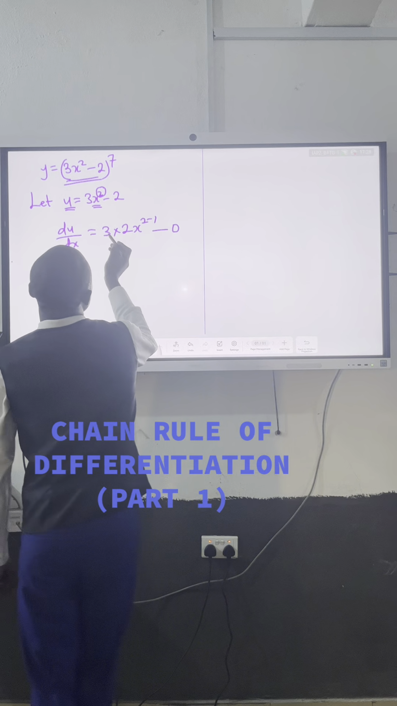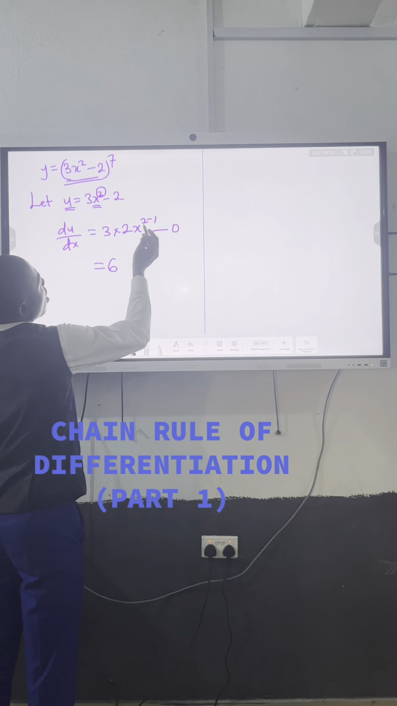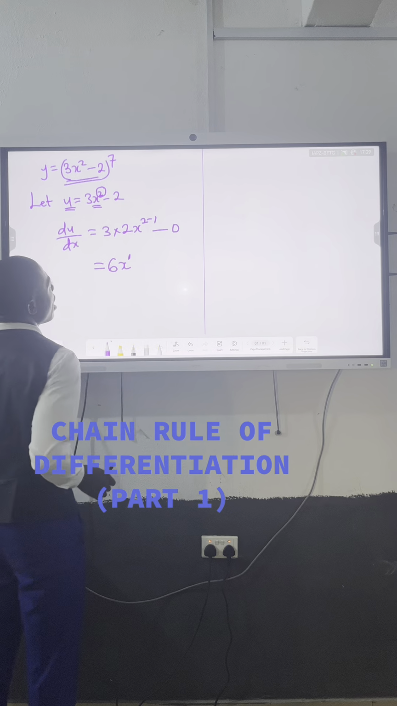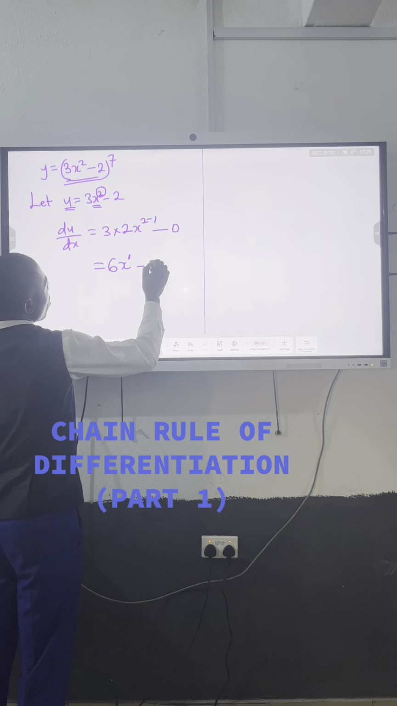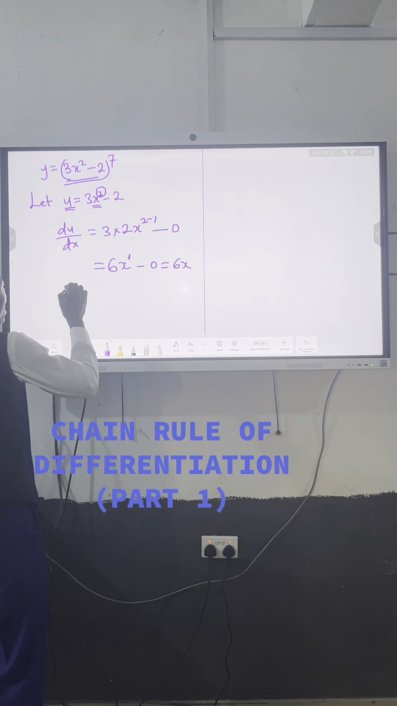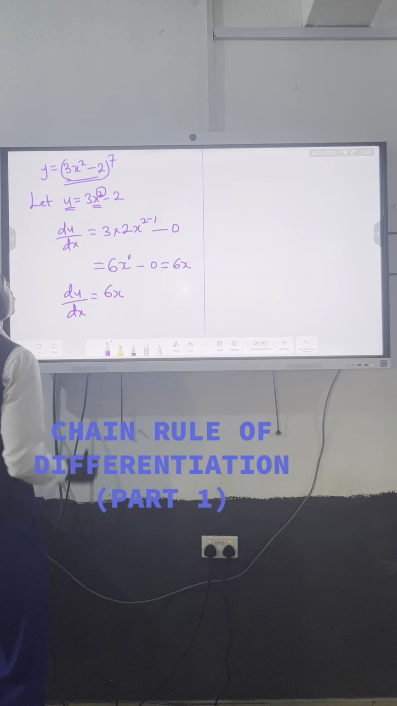Alright, so 2 times 3 here will give us 6. And then x, 2 minus 1 is going to give us power 1. 2 minus 1 is 1. And then minus 0. This will give you 6x. That means that du dx is actually 6x.